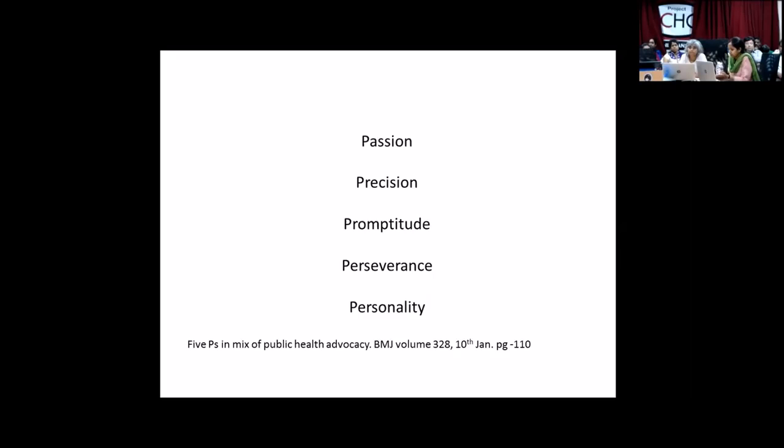Next is the precision. Like I said, good advocacy is useful only if it is well informed. So you need to have precise data on what you're planning and how you plan to execute it. Promptitude. So sometimes the system does give you an opportunity. You need to be on the lookout and be very prompt in responding favorably.